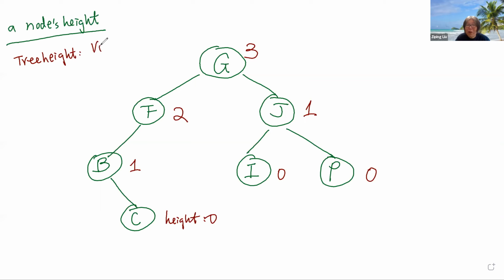So what is tree height? It is the root node's height. In this case, our root node is G, and its height is 3. So we can see our tree height is 3. Okay, this is regarding the height definition.